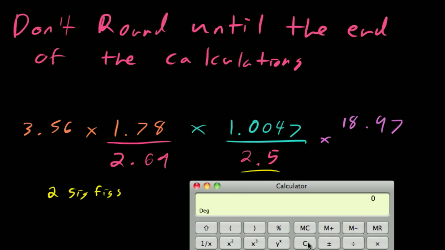So let's say we have 3.56 times 1.78 divide by 2.69 multiply by 1.0047 divide by 2.5, and then we multiply by 18.97. And we get 17.95.